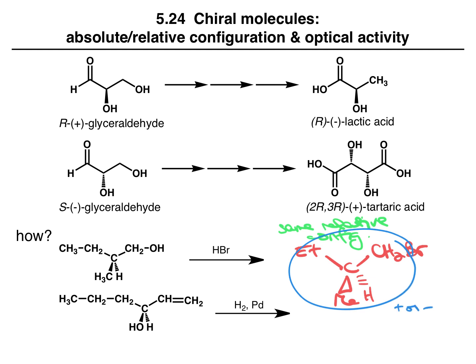Well, this was done for many, many, many compounds. And for example, R plus glyceraldehyde was converted to R minus lactic acid. S minus glyceraldehyde can be converted to 2R3R plus tartaric acid. So notice we have the same relative configuration here, and because of priorities, these both happen to be R. We have the same relative configuration here, and because of different priorities, here it's S, but over here it's R. That's not the important part, really.